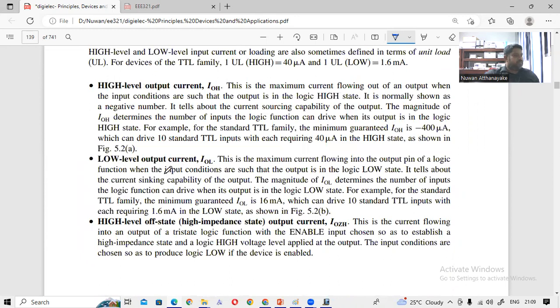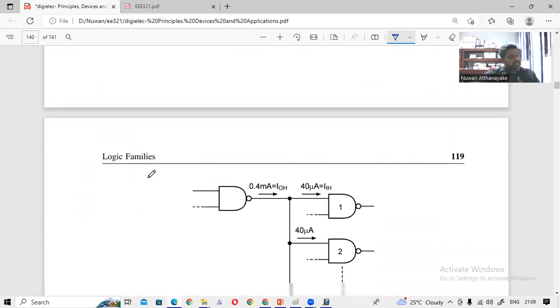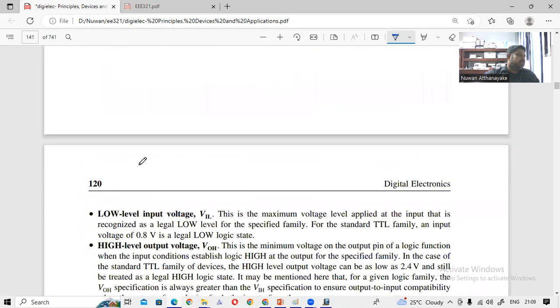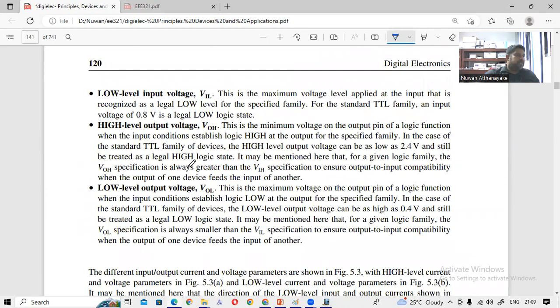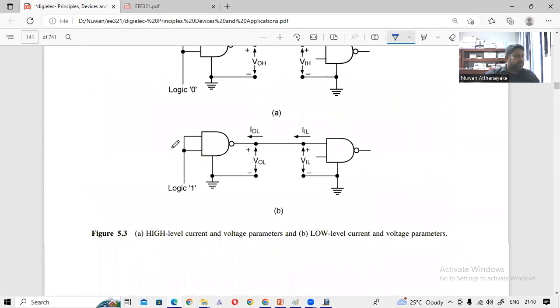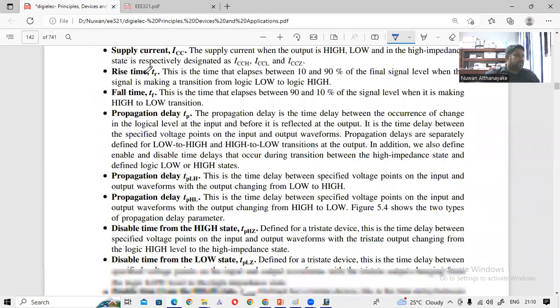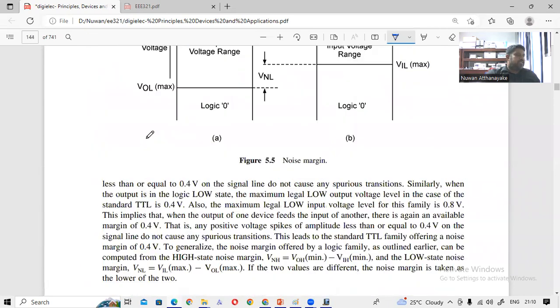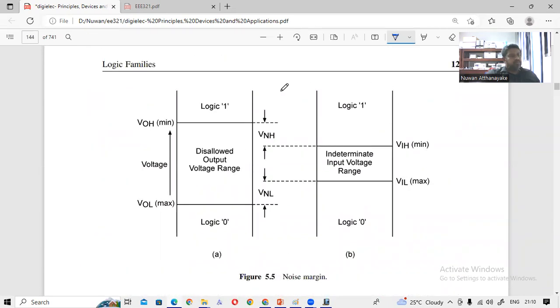The high level input current, low level input current like this. So you should have an idea about these parameters. You need not remember them; you can refer to this book. There are many parameters actually.